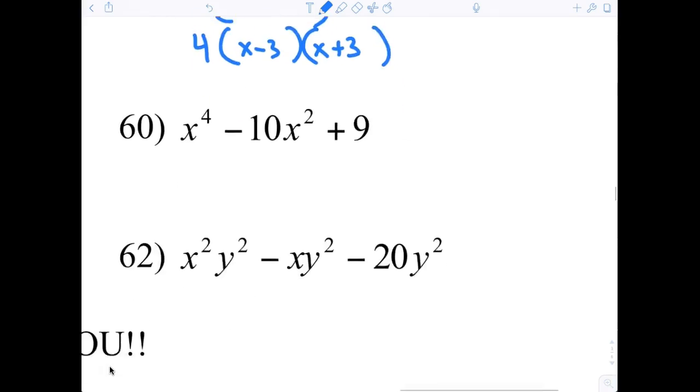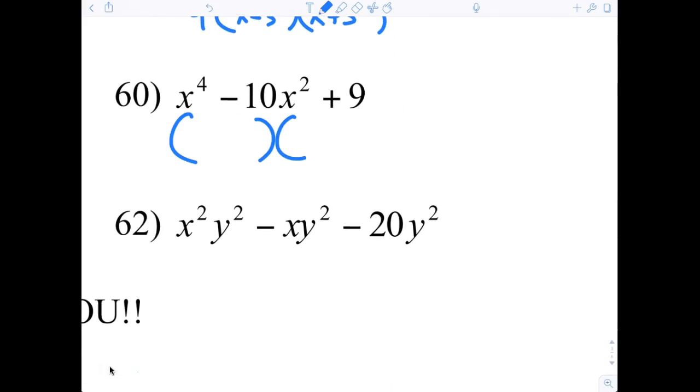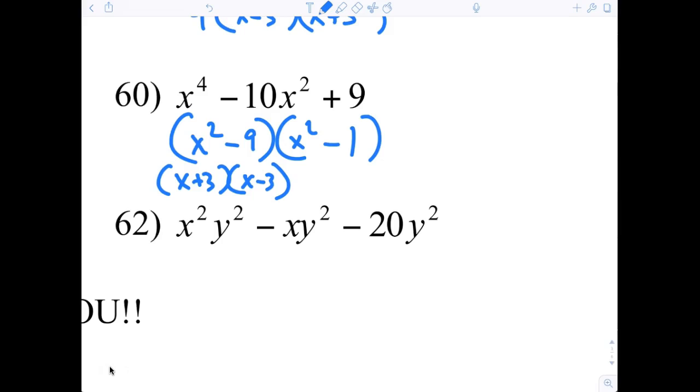Okay, 60 now. Come on, guys. This one's the tricky one. There's no GCF, so it's going to be x squared and x squared, and 3 and 3. Nope. Oh wait, 9 and 1. Minus 9 and minus 1. Now the minus 9 and the minus 1, they can factor. So that's going to be x and x, and then plus 3. Good. Very good.